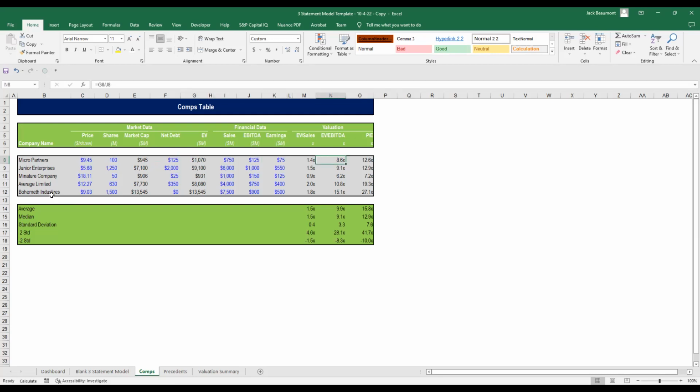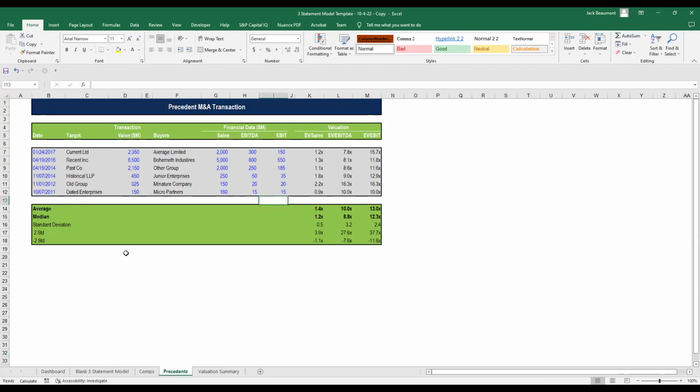So then you're comparing the enterprise value to their sales, their EBITDA, or their PE ratio. The PE multiple is based off of an equity value. So if you're taking a PE multiple, that's going to yield your equity value, not your enterprise value. Just make sure you're not treating this as an enterprise value.